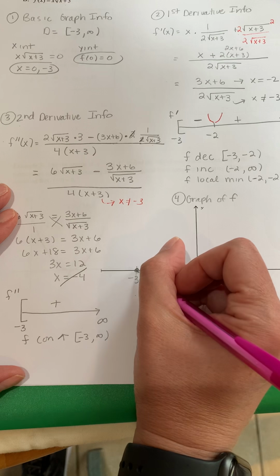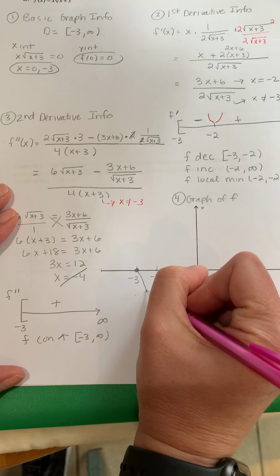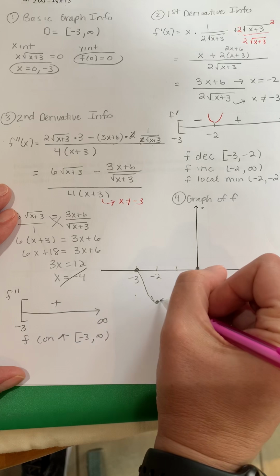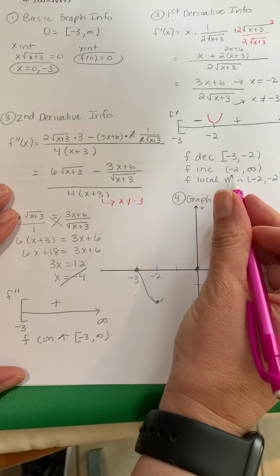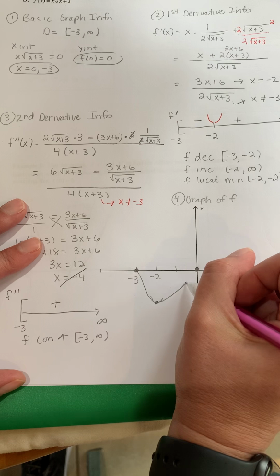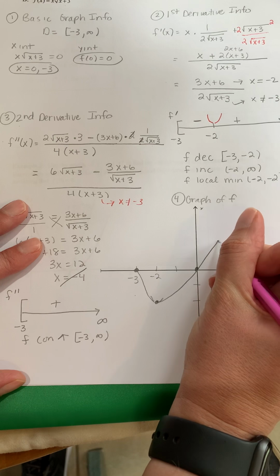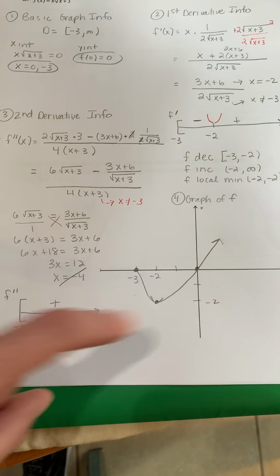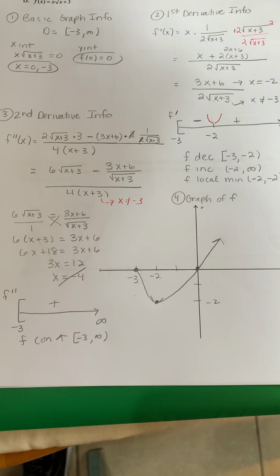Okay. And actually we can draw from there. So we knew that we were going to be dropping down to -2. Okay, so I can go ahead and connect that up. And then we knew we were going to be increasing because of the first derivative information from -2 on out. And we're just going to keep increasing and going up like that way. And we can definitely see that we have a concave up graph. And that completes this part.